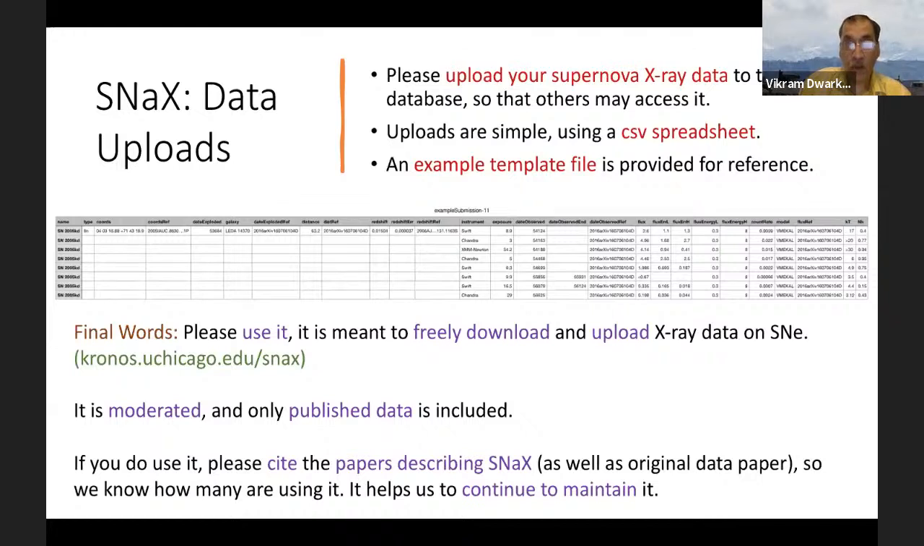It is a moderated database in the sense that we only include published data. We cannot include unpublished data. And finally, if you do use it, please cite the papers that I described earlier. This gives us an idea of how many people are using it. I know people are using it, but not citing it. And this helps us to continue to maintain it. So I hope it's very useful to people in the X-ray field, and I hope that more and more people will use it.